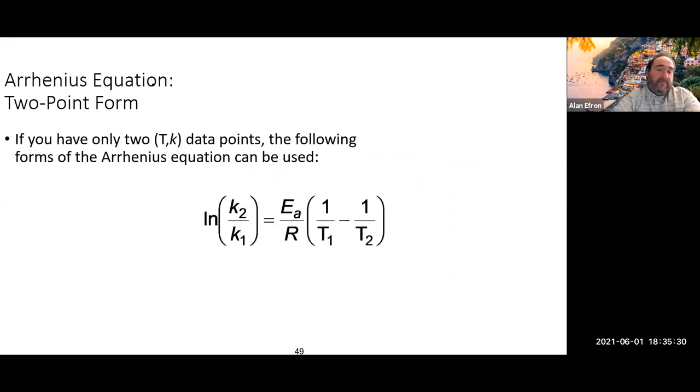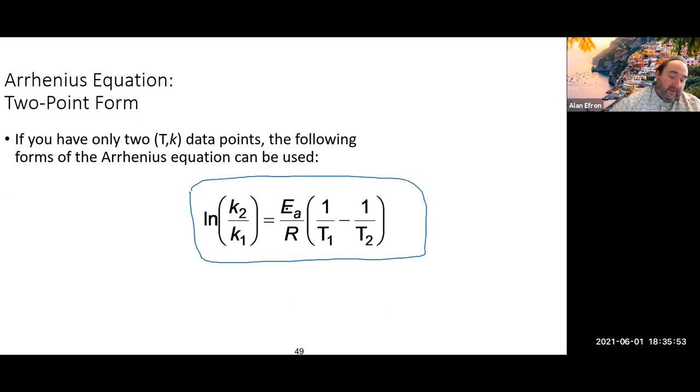But there is actually a more useful version of this equation, which is sometimes referred to as the two-point form. The two-point form basically means that for the line we just saw in that graph, you take two points off that line and you can figure out the same information. So this is one version of this equation. If you look around, there are actually like three different versions of this equation floating around.